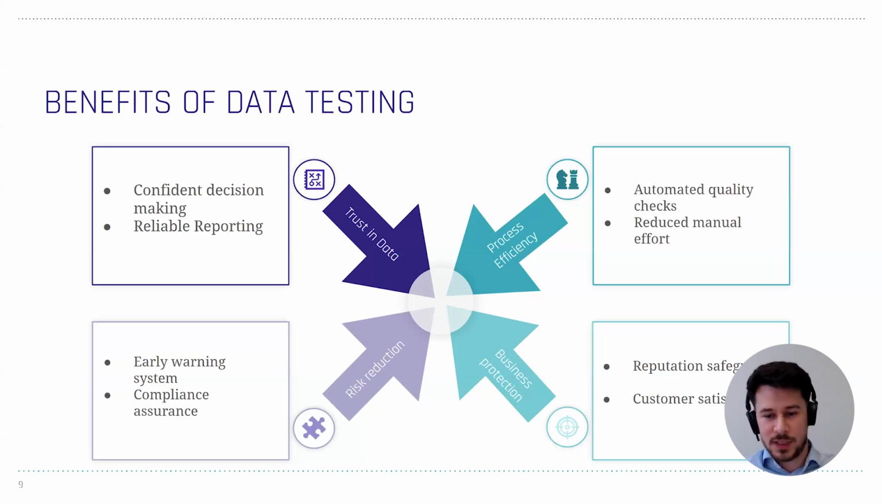Then again, business protection. Like I mentioned, business is important, and that also your customers are happy. If you are able to have good data testing, you basically have a safeguard for your reputation. Like I said, if deliveries are on time and not going somewhere else or being delayed, then your customer is happy. The other way around, it might lead to the customer not choosing you again for business. And it helps with the satisfaction as well, of course.